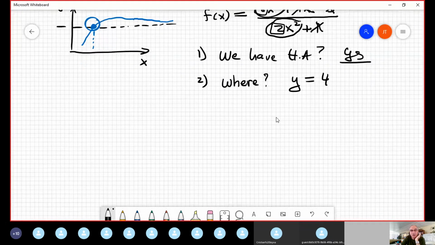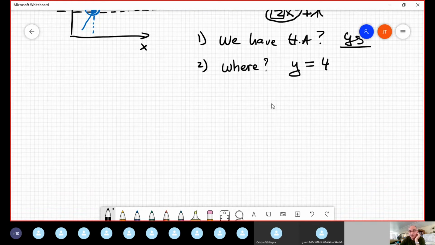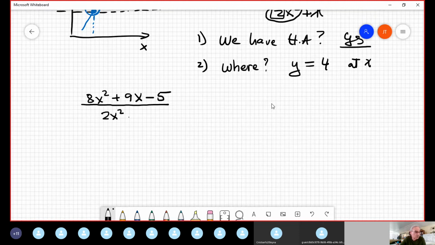The new thing is verification: at what x value does this correspond, if it exists? Because maybe it does not exist. Maybe yes, maybe no. I am not sure. I need verification. I need to prove, mathematical proof. But it's easy. You take the original function, and you force it to be equal to 4. When you solve this equation, if you have a solution, this is the point we are looking for.